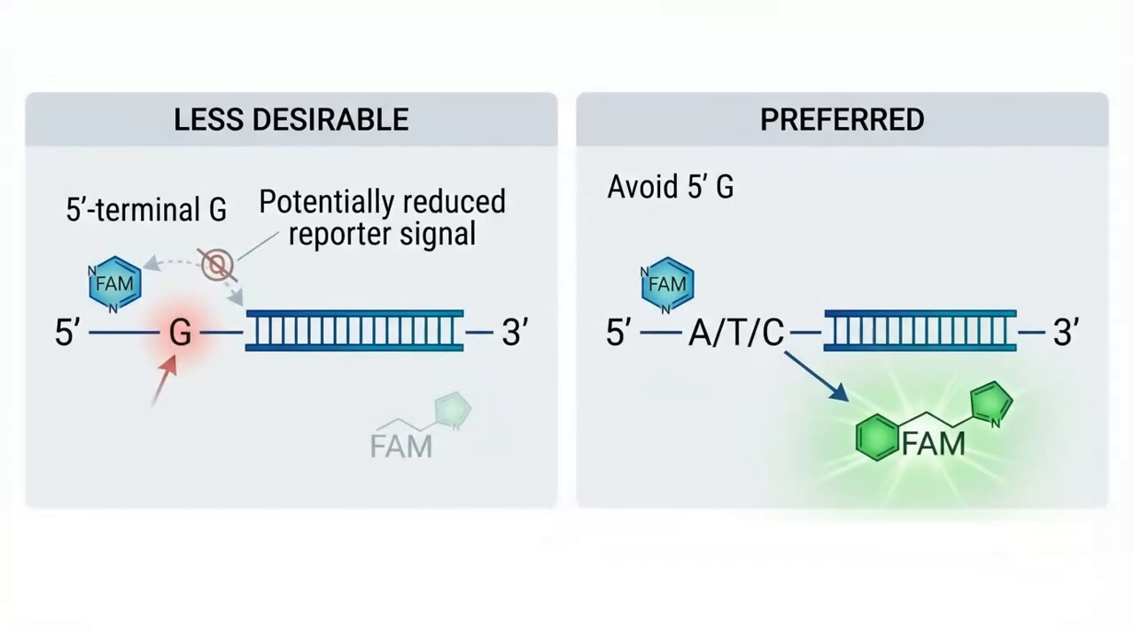Rule 3. Avoid G at the 5' end. This is probably the best known rule in TaqMan probe design. Whenever possible, avoid placing guanine at the 5' end of the probe. Why? Because many reporter dyes, particularly FAM, are partially quenched by an adjacent guanine residue. As a result, even after probe cleavage, the fluorescent signal may be lower than expected. Your assay may still work perfectly, but its sensitivity can be reduced by this single nucleotide. Fortunately, it's also one of the easiest design mistakes to avoid.